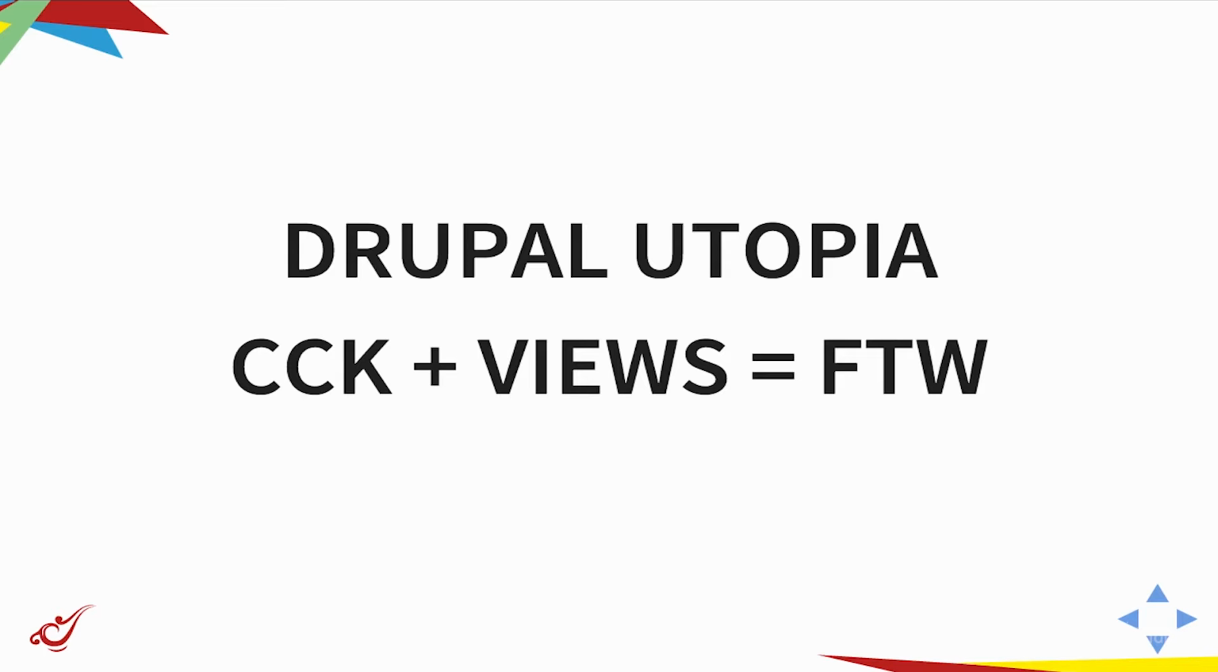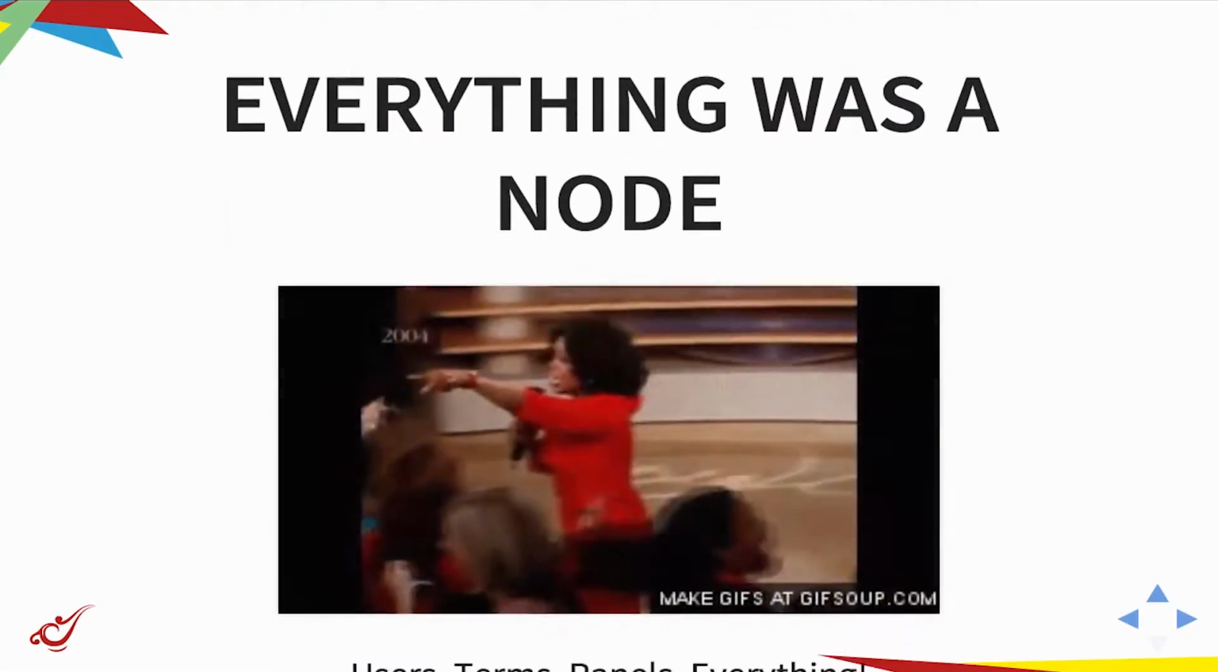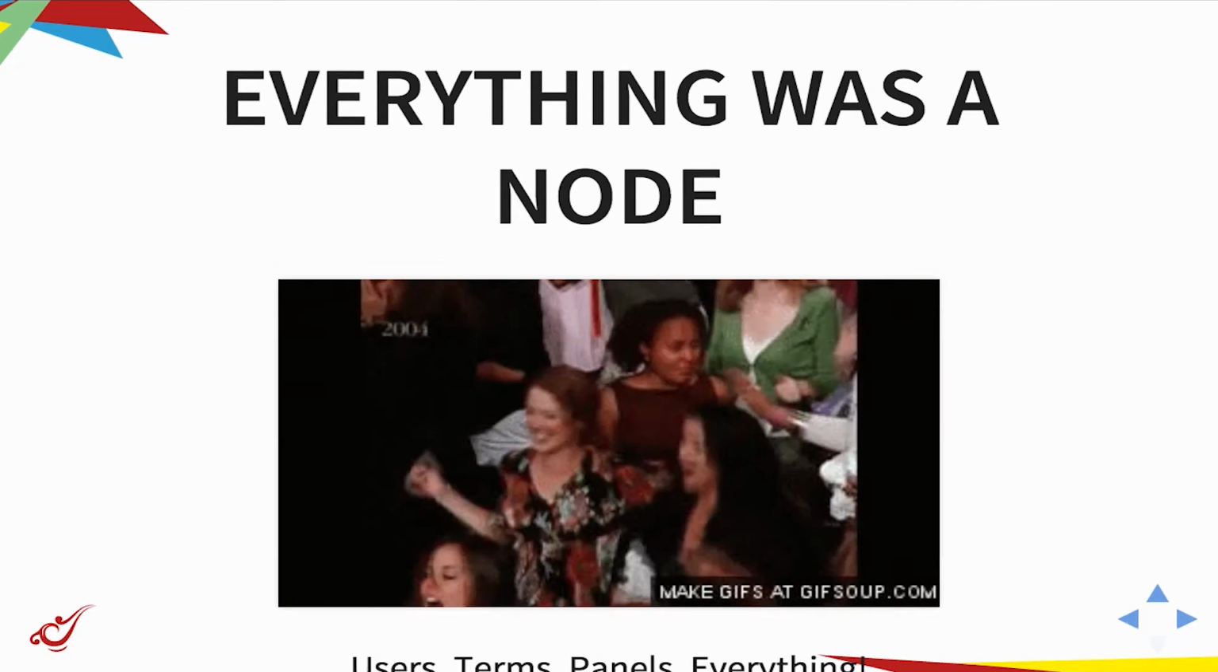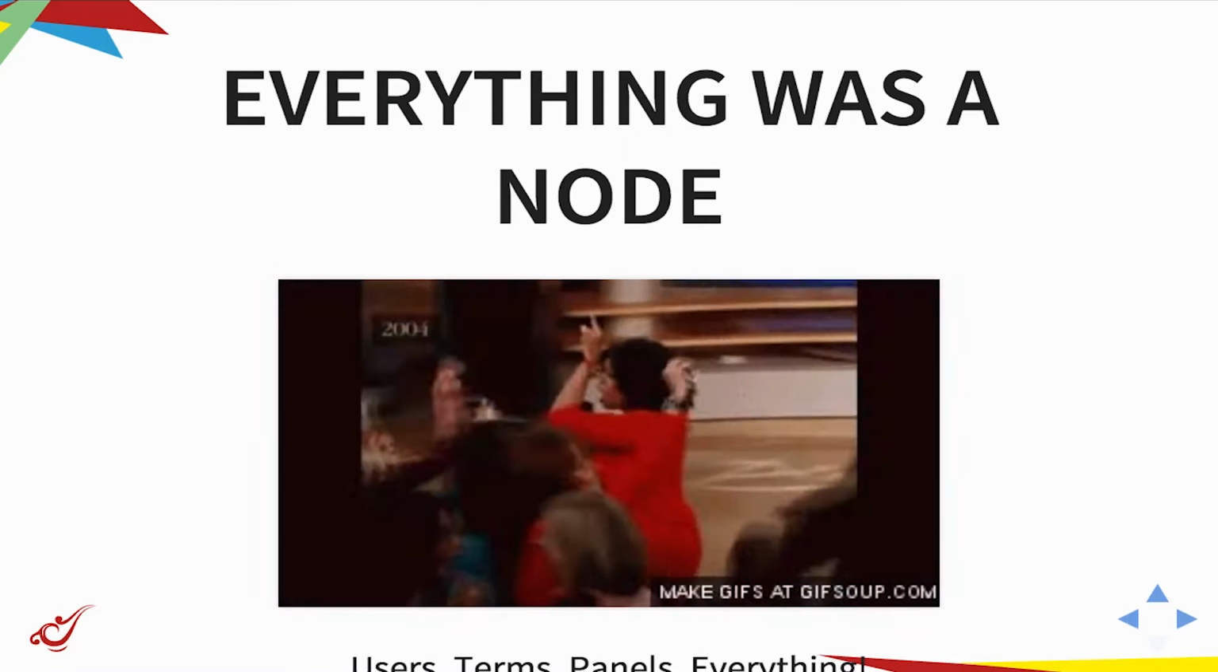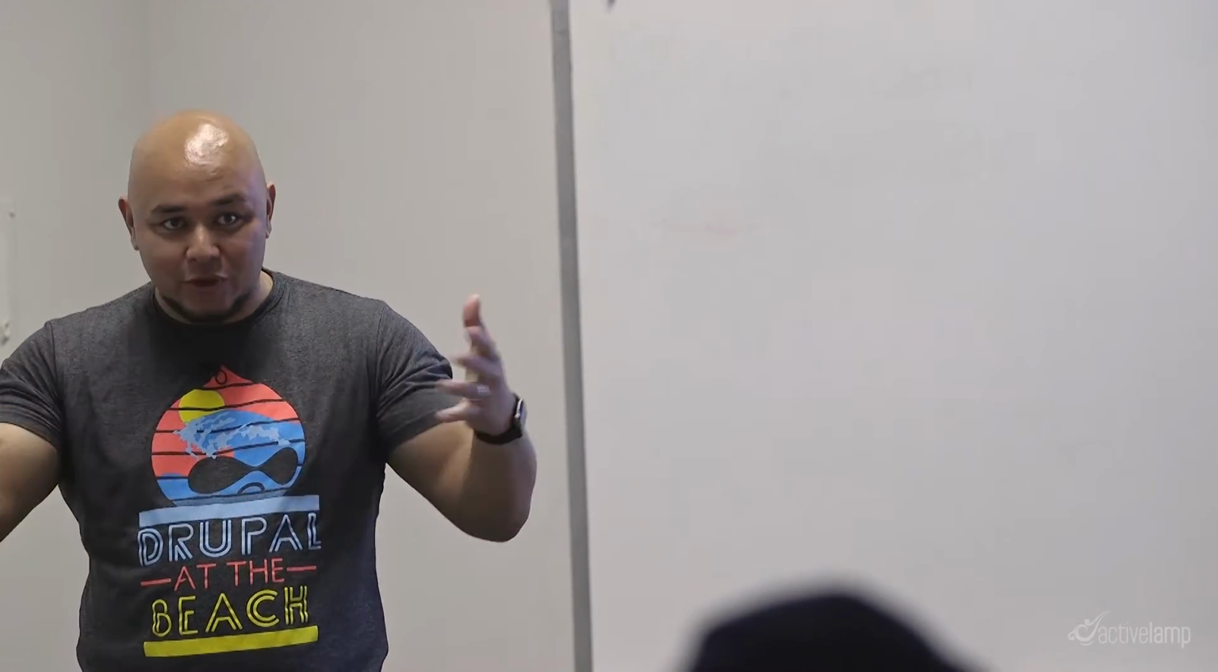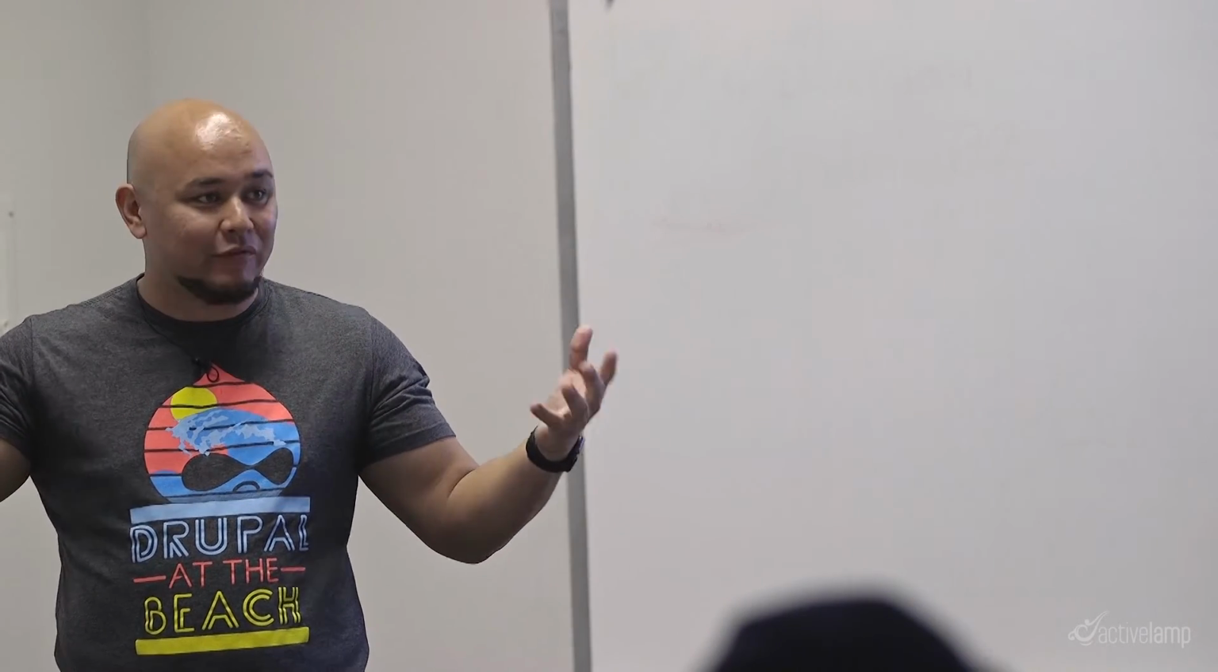That's what caused people to migrate to Drupal. It was just so easy to model data in Drupal by using this system. And the problem with that was everything became a node, right? Users became nodes. Terms became nodes. If you used Panels back then, panels became nodes. Everything was a node. Well, why was everything a node back then? Because of CCK and Views. CCK and Views only worked on nodes.